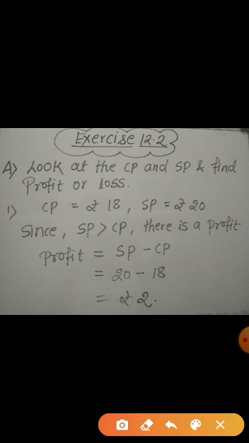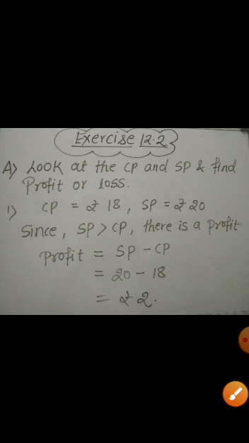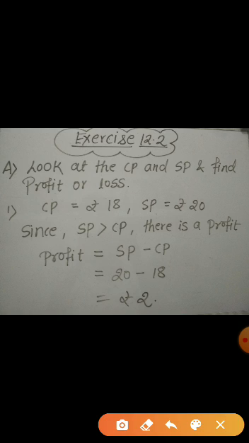So based on this, let us discuss some examples given in exercise 12.2. Look at the CP and SP and find the profit or loss. In question number A, some cost price and selling price are given to us, and we have to find out whether there is a profit or loss. Just now we have seen that profit and loss depend upon the selling price and cost price, right? Hence, to find out whether there is a profit or loss, first we have to identify which one is greater, selling price or cost price, and accordingly we can use the formula, right?